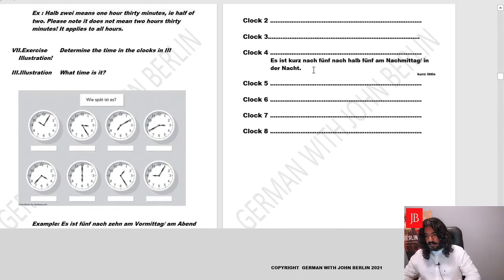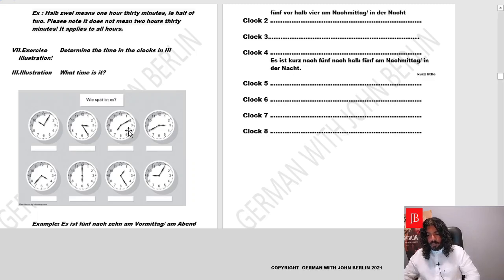So let's make some space and let's write here. First we'll write 5. Very good. And then we'll write before, which is vor. Yes. Then we'll write here 3:30. What is 3:30? It's half of 4. So we'll write halb 4. Very good. Now what is it? Is it afternoon? Yes, we could say am Nachmittag, or it could also be in the night. So we'll write in der Nacht.